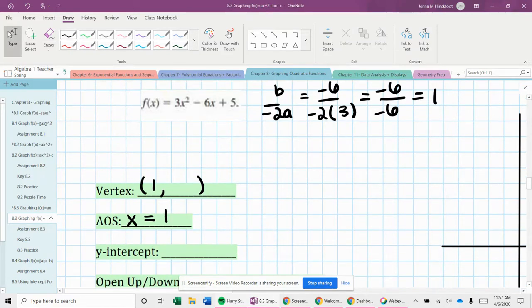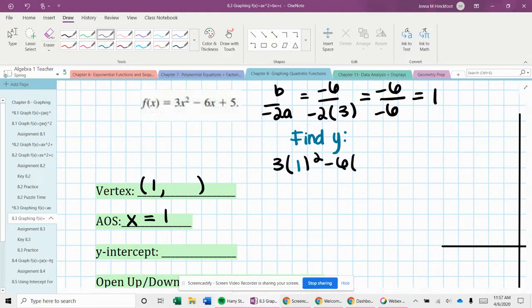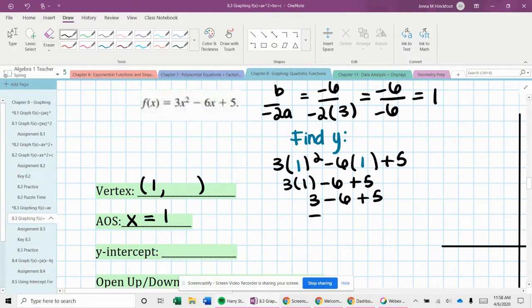Okay, now we're going to find our y of our vertex. So we're going to do 3 times our x of 1 that we found squared minus 6 times the 1. So this is just order of operations. 1 squared is 1, so 3 times 1. Negative 6 times 1 is negative 6, bring down the plus 5. 3 times 1 is 3, minus 6 plus 5. 3 minus 6 is negative 3, plus 5, so positive 2. So the y of our vertex is 2.